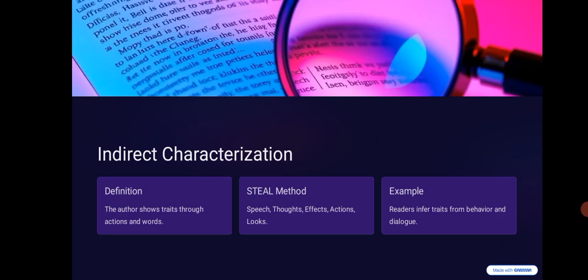Now, the method that we are going to use to understand indirect characterization is the STILL method. STILL is an acronym that stands for S for speech. You get to know about characters through their speech, what they say. T for thought. You get to know about characters through their thought processes, what they think about. E for effect. How their actions affect others. A for actions, how they relate with others, and L is for looks, appearance.